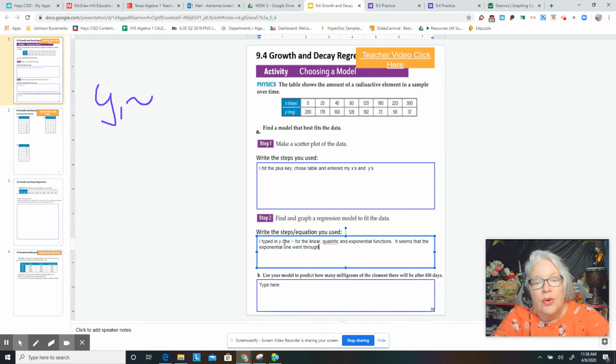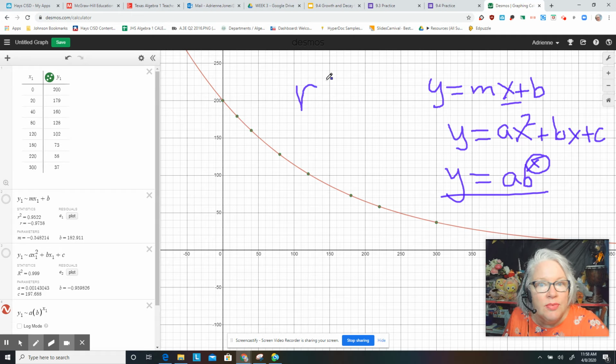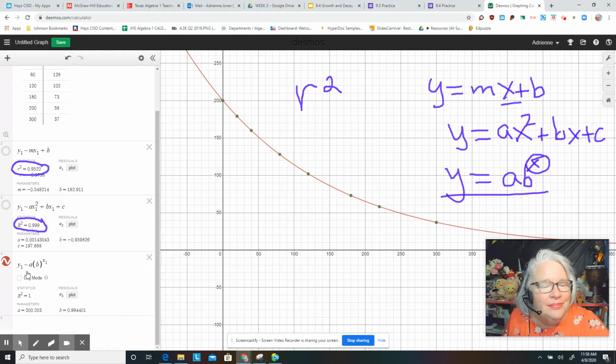Now, I know I talked about this in one of my other videos, if you bothered to watch some of my other videos, the R squared value. We talked about this when we did regressions before. R squared for the linear is 0.95. The R squared for the quadratic is 0.99999. I've got to say, that's pretty spot on. The R squared value for my exponential is exactly 1. So in the absence of putting in the exponential one, I would have gone with the quadratic one because 0.99999 is pretty spot on.